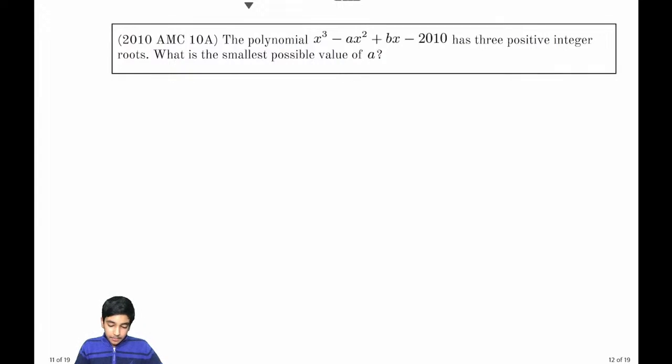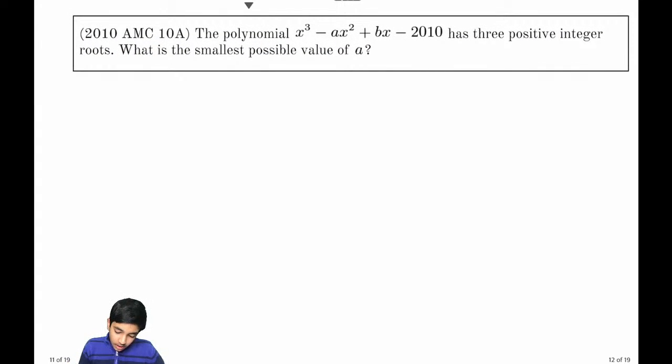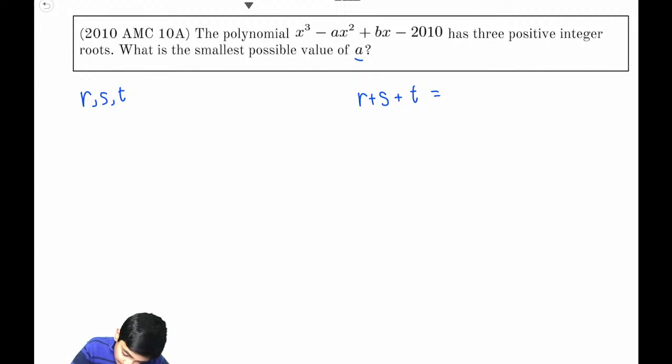This is an example from the 2010 AMC 10. The polynomial has 3 positive integer roots. What is the smallest possible value of a? Let's just write it out. Let's say our 3 roots are r, s, and t. So r plus s plus t equals, again, the negative of the x squared coefficient divided by the x cubed coefficient. I just like to write it out in the beginning to make it more clear for everyone. So you do the negative of negative 1 divided by the x cubed coefficient, which is 1.